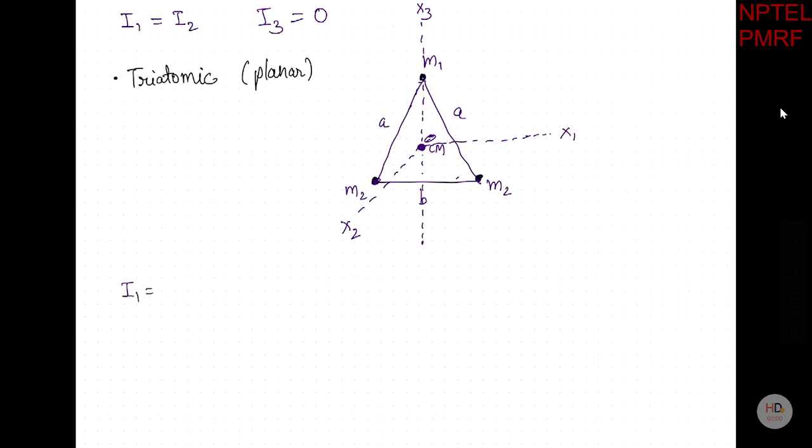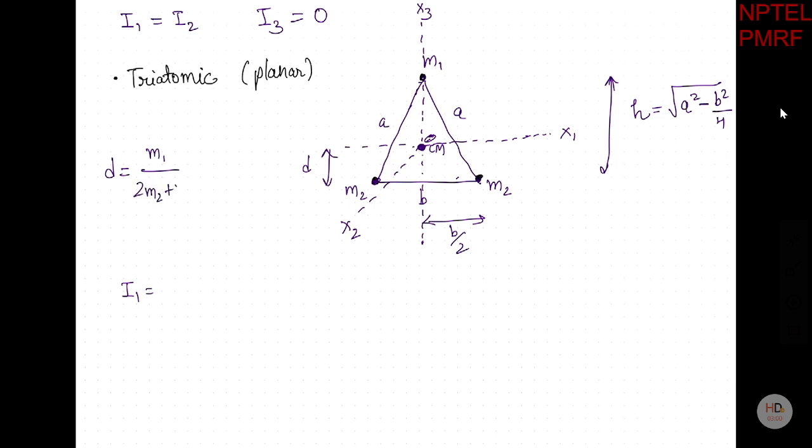For I1, first we need the position of the center of mass. So let's say this is some distance d, then d would be m1 times this height, right? So let's say this height is h, that we can calculate in terms of a and b. So it would be the square root of a square minus b square by 4, right? Because this is b by 2.